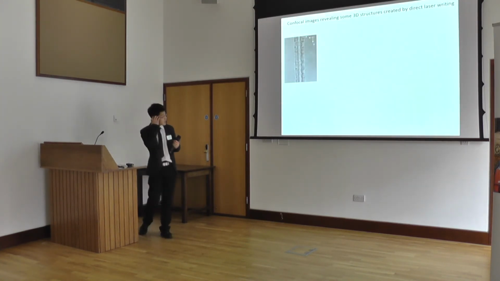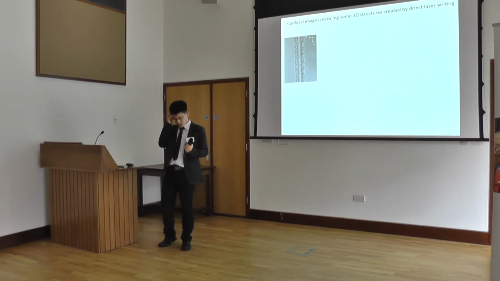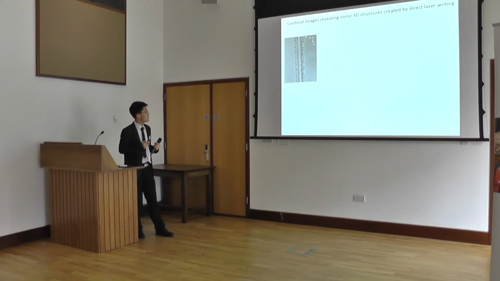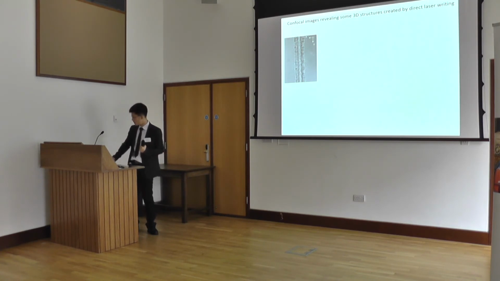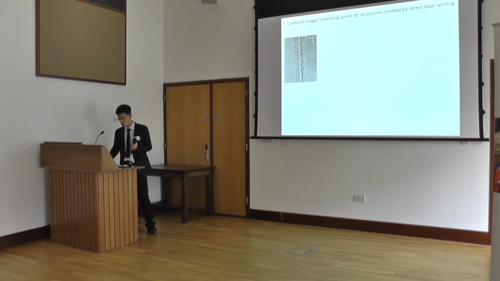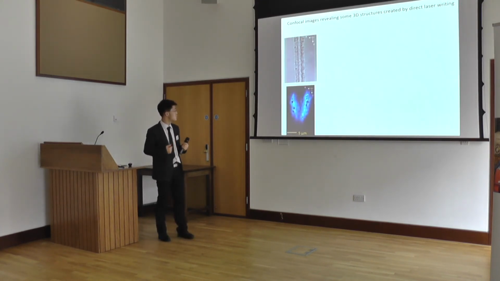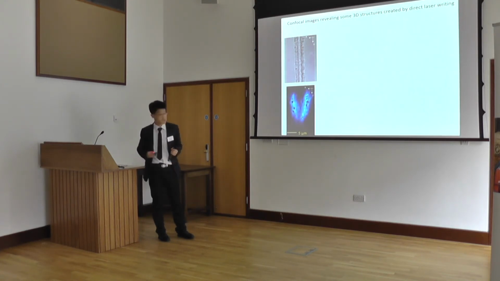Right, here are a few more images showing the advantage of using three-dimensional imaging. Again, this is an XY transmission microscope image of a structure created by high-power lasers. But you don't know what really happened there. But if you use the three-dimensional microscope and look from the side, you can see you have some material removed from the surface.